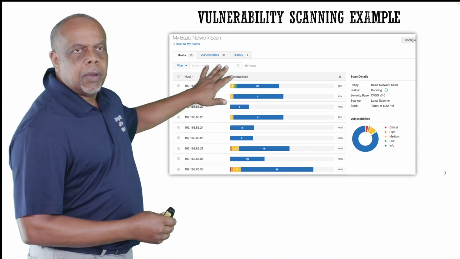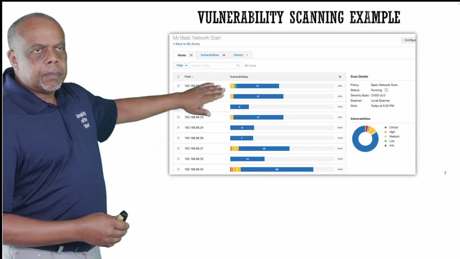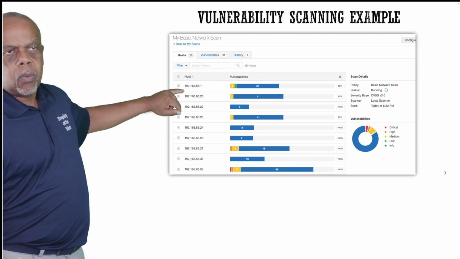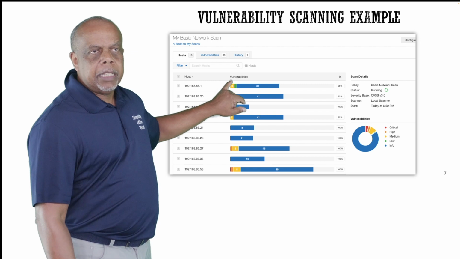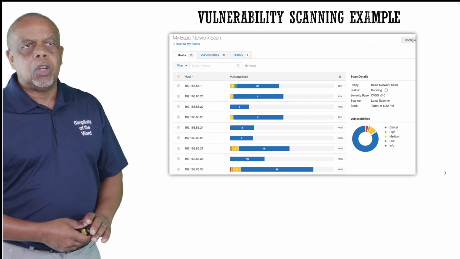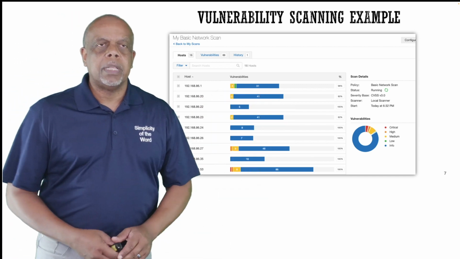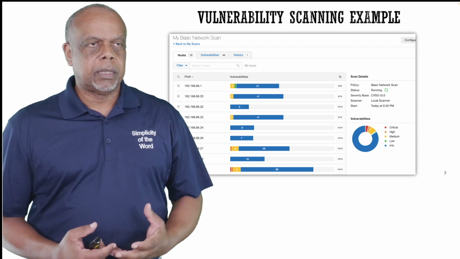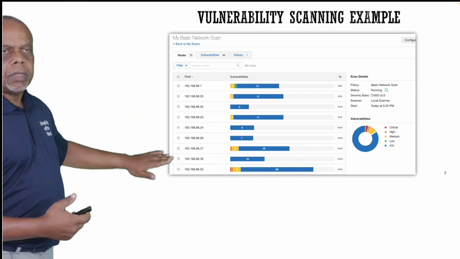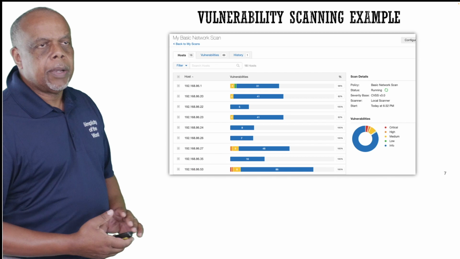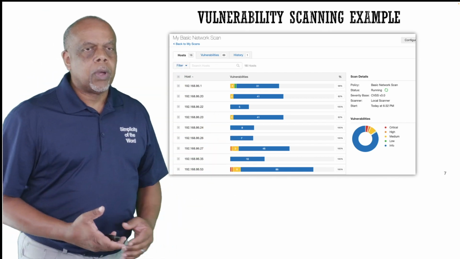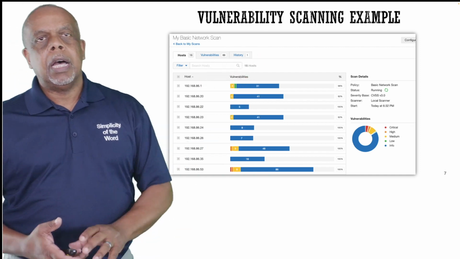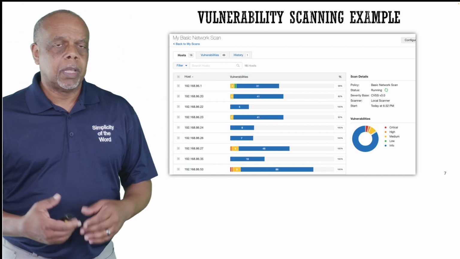Now if I look at 192.168.86.1, there are 3 medium vulnerabilities, 2 low vulnerabilities, and then 31 informational notes that came with this. So I can look at all of the hosts on my network. Now you may say, why do I have these differences? Because I have different software running on different hosts, and some of these hosts don't have a lot of software or applications on them.